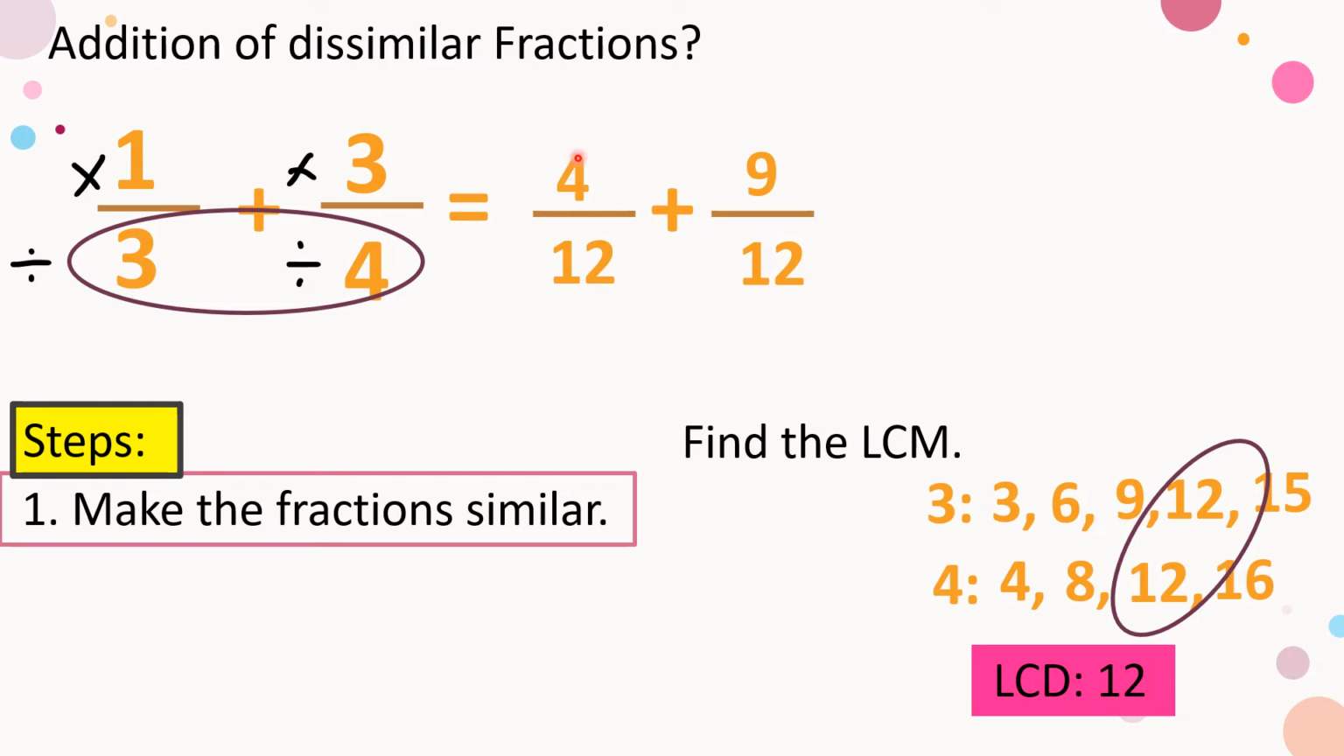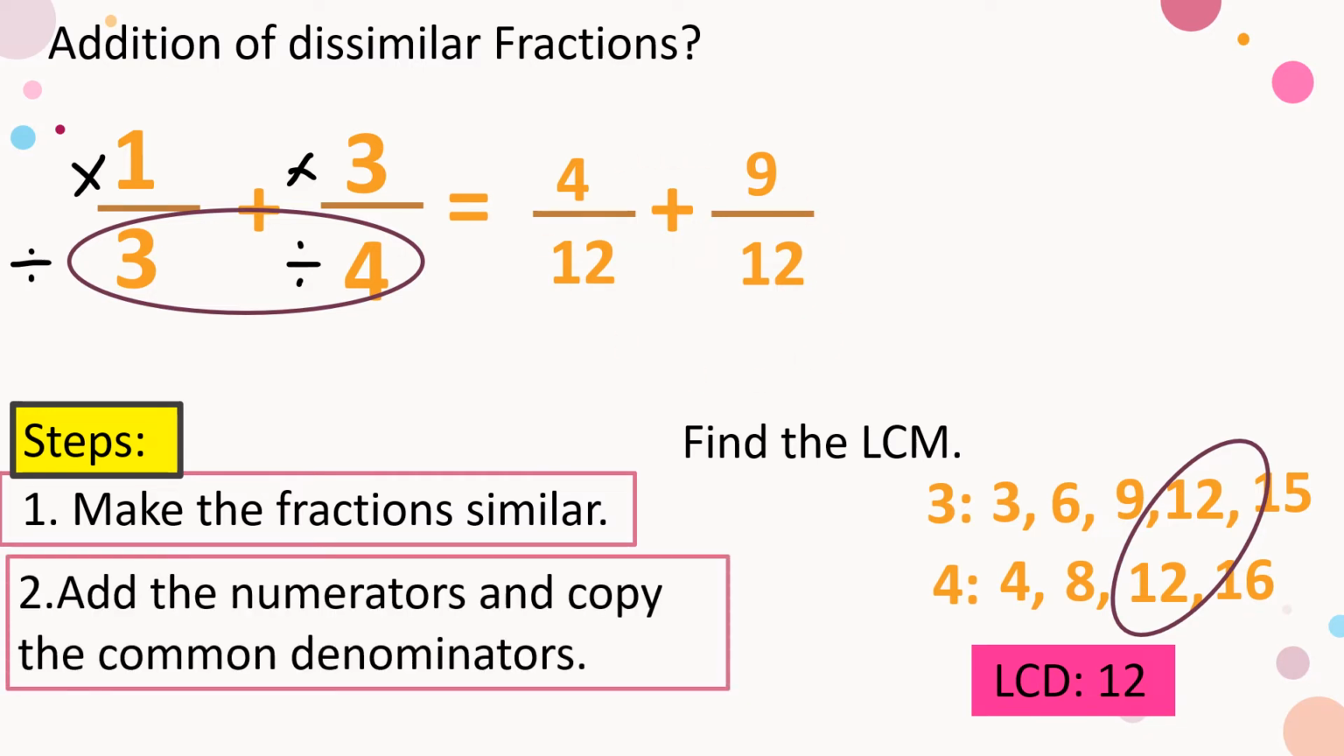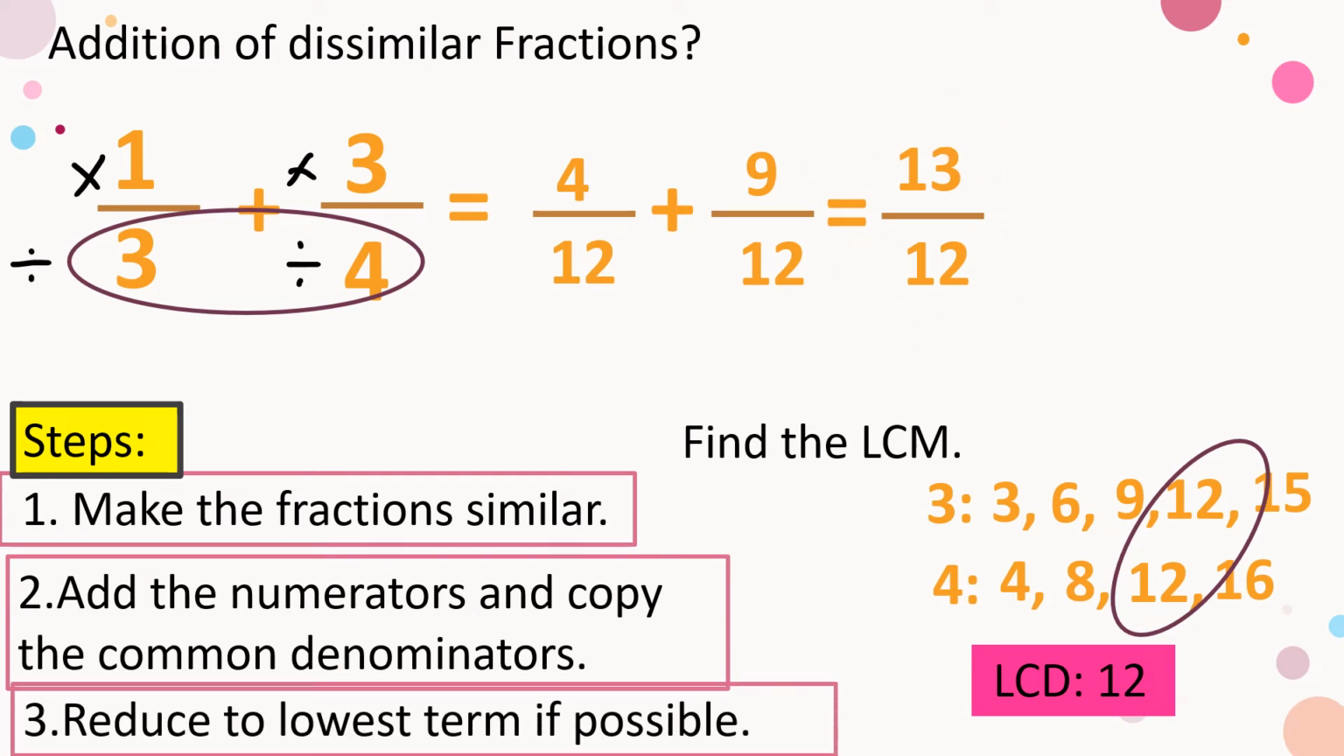Now, we have 4/12 plus 9/12. They are now similar fractions. So the next step is simply to add the numerators and copy the common denominator. So that is 4 plus 9, that is equal to 13/12. You can now change this to a mixed number, 13/12, by dividing.